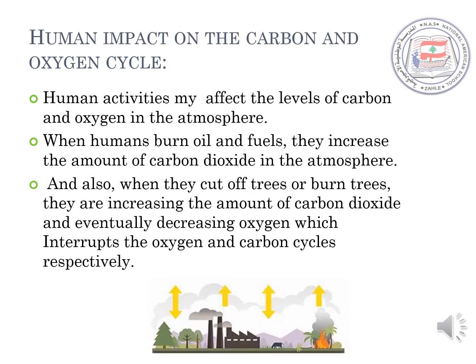As human beings, we have an impact on the carbon and the oxygen cycle. Can you guess what activities may change the levels of carbon and oxygen in the atmosphere? Humans burn oil and fuel. When they do that, they increase the amount of carbon dioxide in the atmosphere. Also, when they cut down or burn trees, they are increasing the amount of carbon dioxide and eventually decreasing oxygen, which interrupts the oxygen and the carbon cycles respectively.